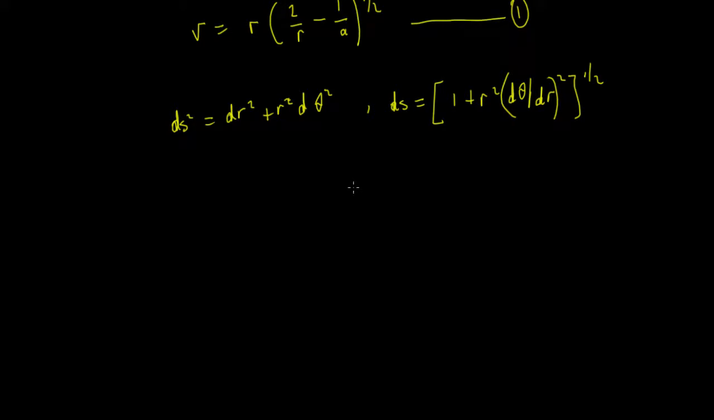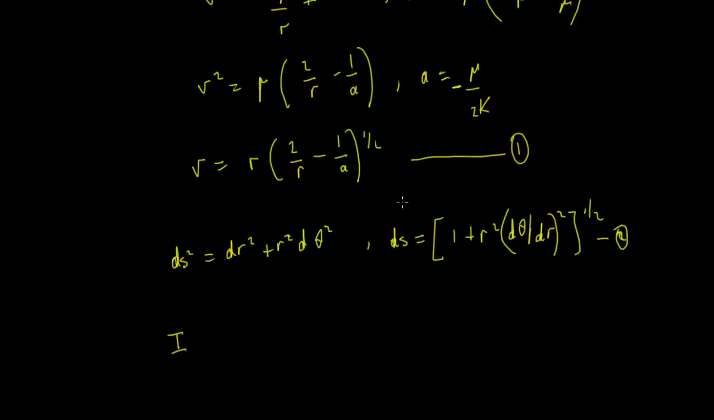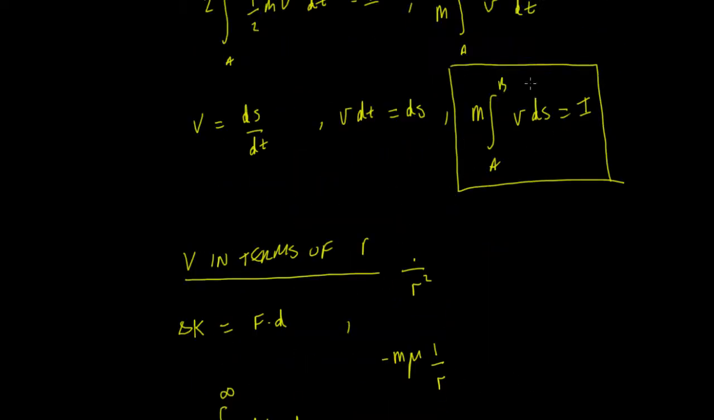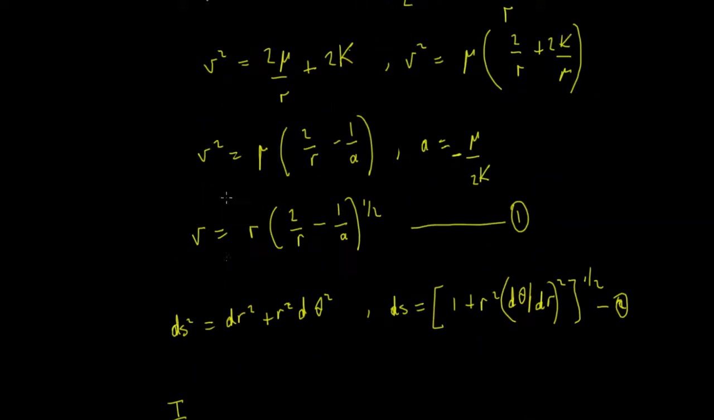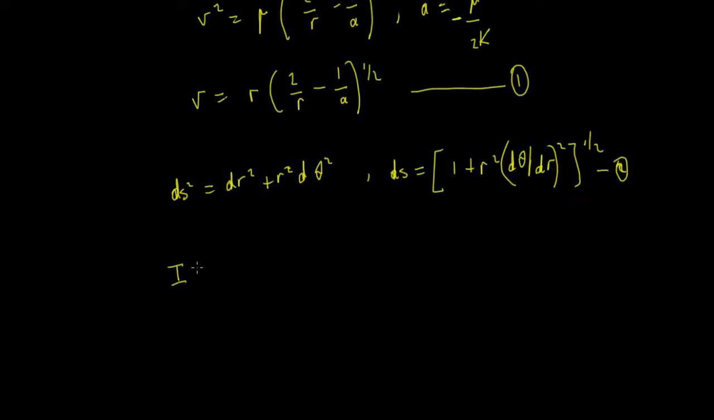Okay, so what we can do is rewrite the equation out. Suppose that's number 2. So we're putting number 1 and number 2 in for v and for ds in here. Now that's going to be equal to m, and you're going to have a root of mu actually sitting in there, so let's not forget that.